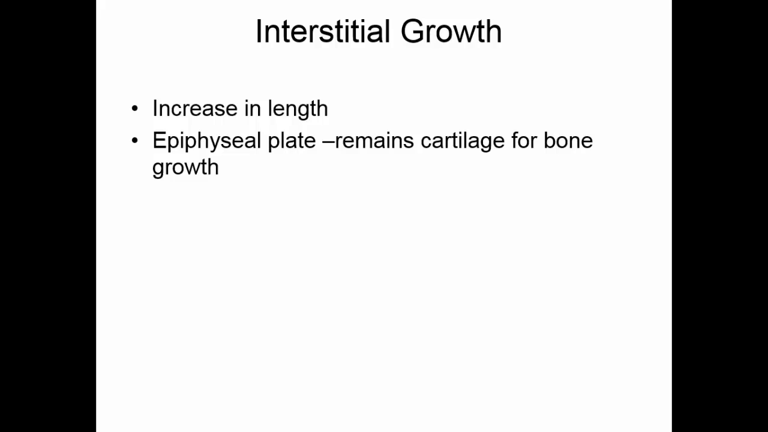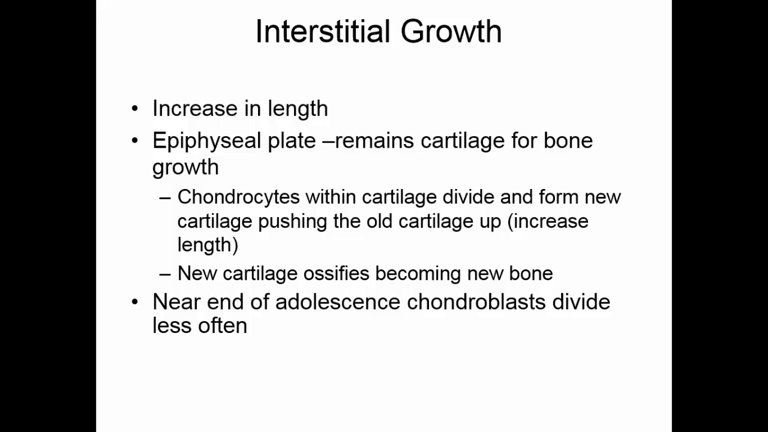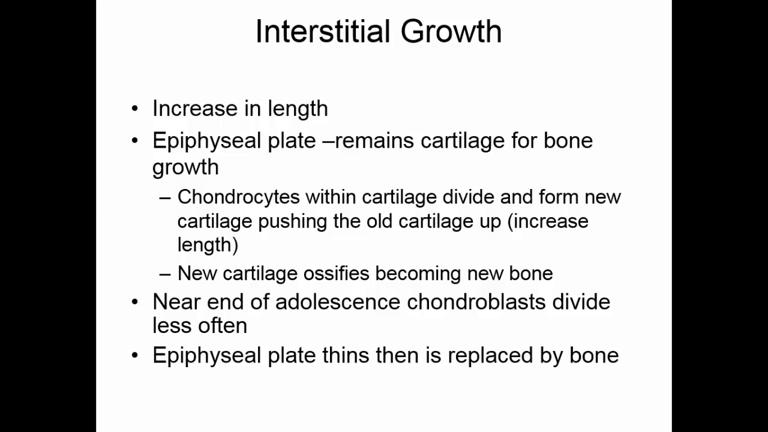The interstitial growth, or the increase in length, occurs because the epiphyseal plate remains cartilage for bone growth. Chondrocytes within the cartilage divide and form new cartilage. This pushes the old cartilage up, increasing the length, and the new cartilage ossifies, becoming new bone. Near the end of adolescence, chondroblasts divide less often, and eventually the epiphyseal plate thins and is completely replaced by bone. Bone growth is then complete.